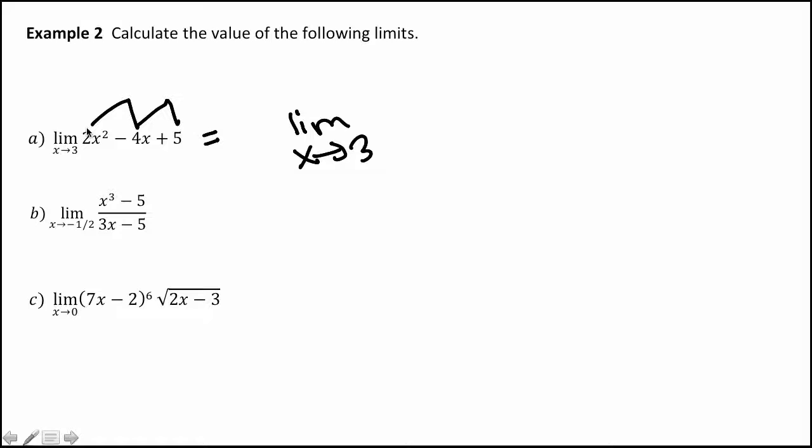And then we can pull the 2 out. So we're going to pull 2 out, minus, and then we're going to pull the 4 out of the 4x, so we won't have to deal with it yet.